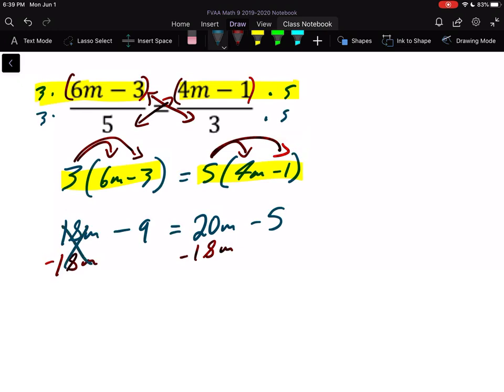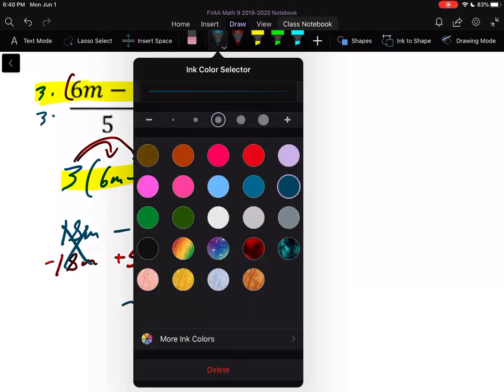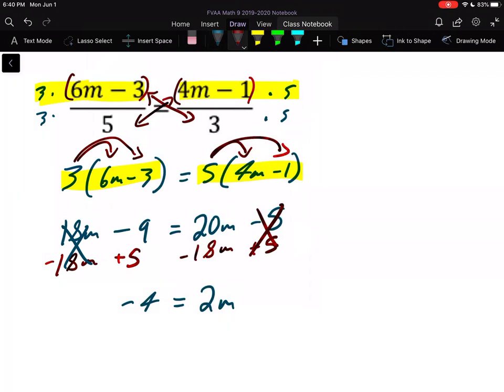Since my variables are going to be on the right-hand side of the equal sign, I want my constants to be on the left-hand side. So I'm going to add 5 to both sides. I'm going to move that negative 5 over to the left-hand side. So that cancels out. And what am I left with? I'm left with 2m on this side, and I'm left with negative 4 on this side, and this is going to come out quite clean, actually.